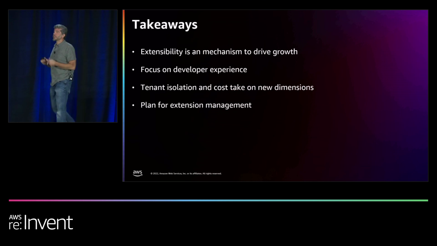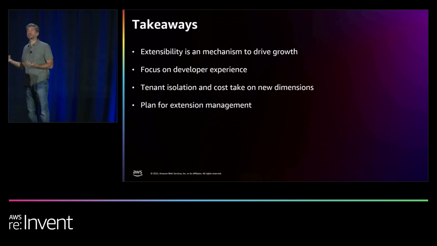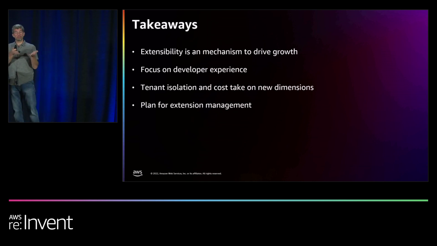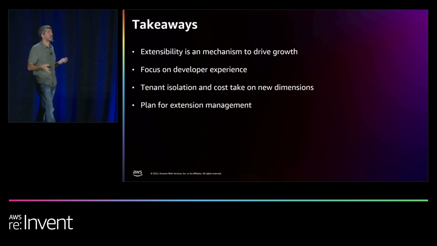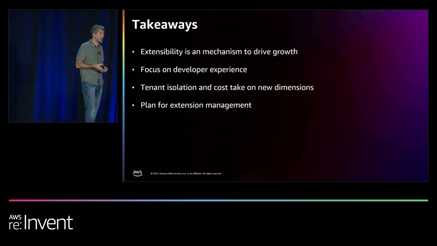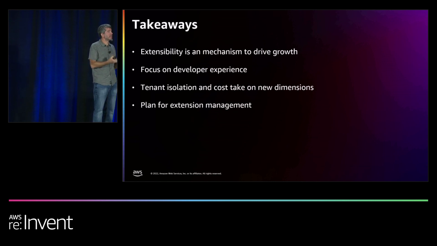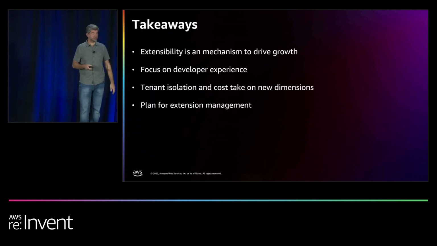From a tenant isolation and a cost perspective, some new dimensions are being added, right? We have to think about our tenant isolation decisions in terms of our tenants, but also in terms of these applications and the compute contexts that they run in. And from a cost perspective, we don't just have to think about cost per tenant anymore. We also have to think about cost per app or extension per tenant. And we have to think about how we're going to manage that data, surface it back up to the business, and potentially serve it up to our app builders and our customers.